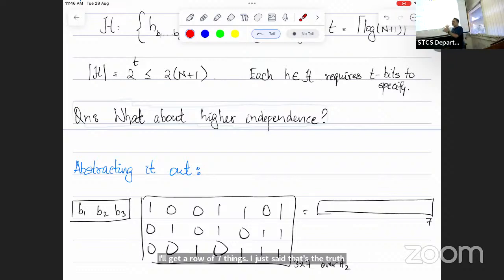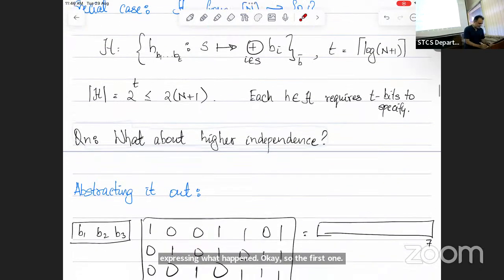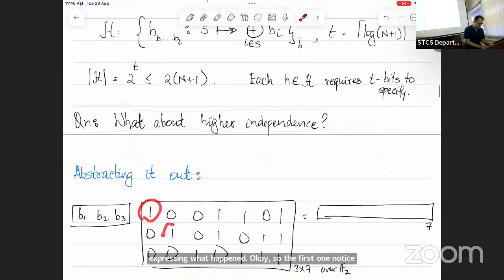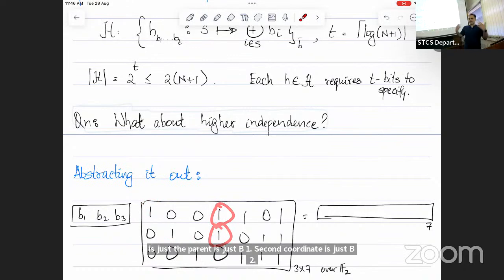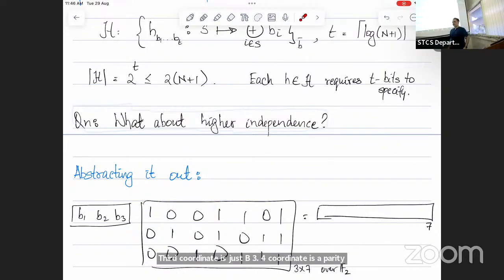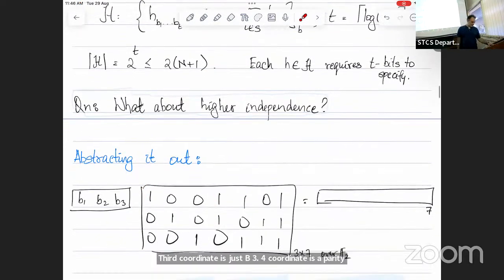Okay, this is just a slightly different way of expressing what happened. Notice the first coordinate is just B1. Second coordinate is just B2. Third coordinate is just B3. Fourth coordinate is the parity of B1 and B2. And so on.